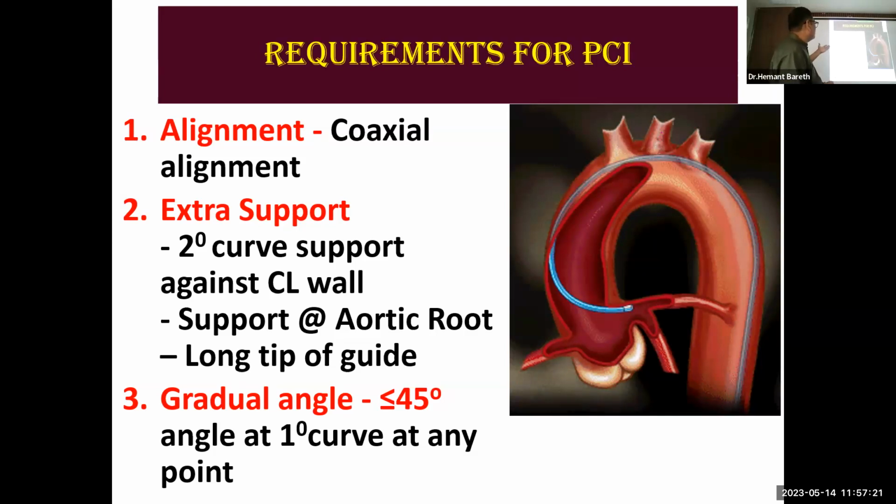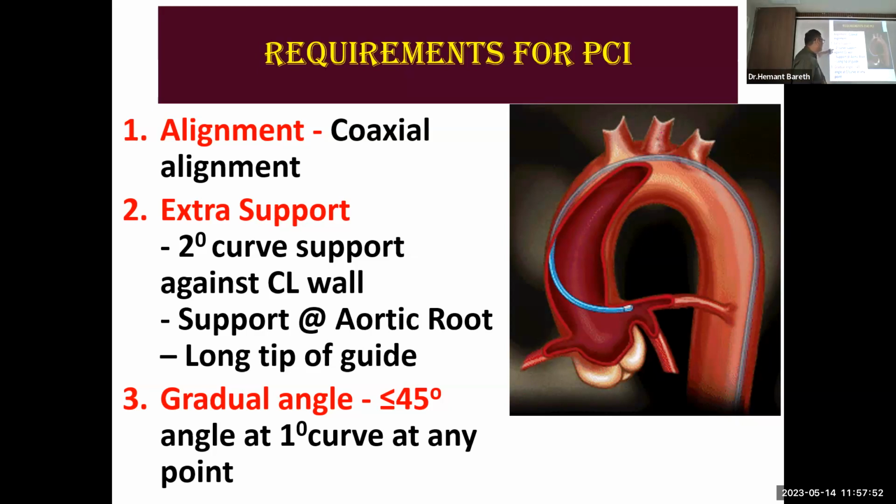So then, obviously, the requirement for PCI is that it should be coaxial as much as possible. Coaxial means if you draw a line along the catheter tip, it should be the line of the coronary. If the line is like this and the coronary is like this, then it is looking down or looking up, so it is not coaxial. In coaxial, the line of the tip is the same as the line of the left main.